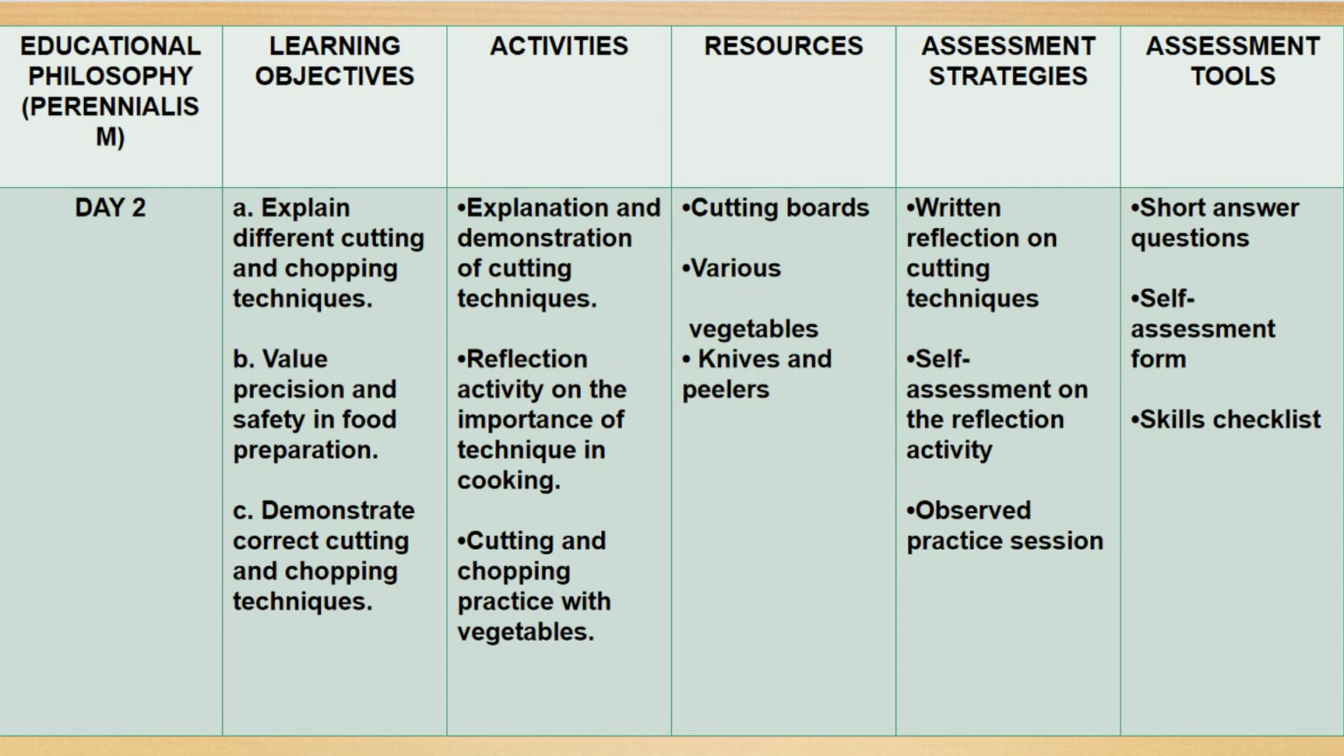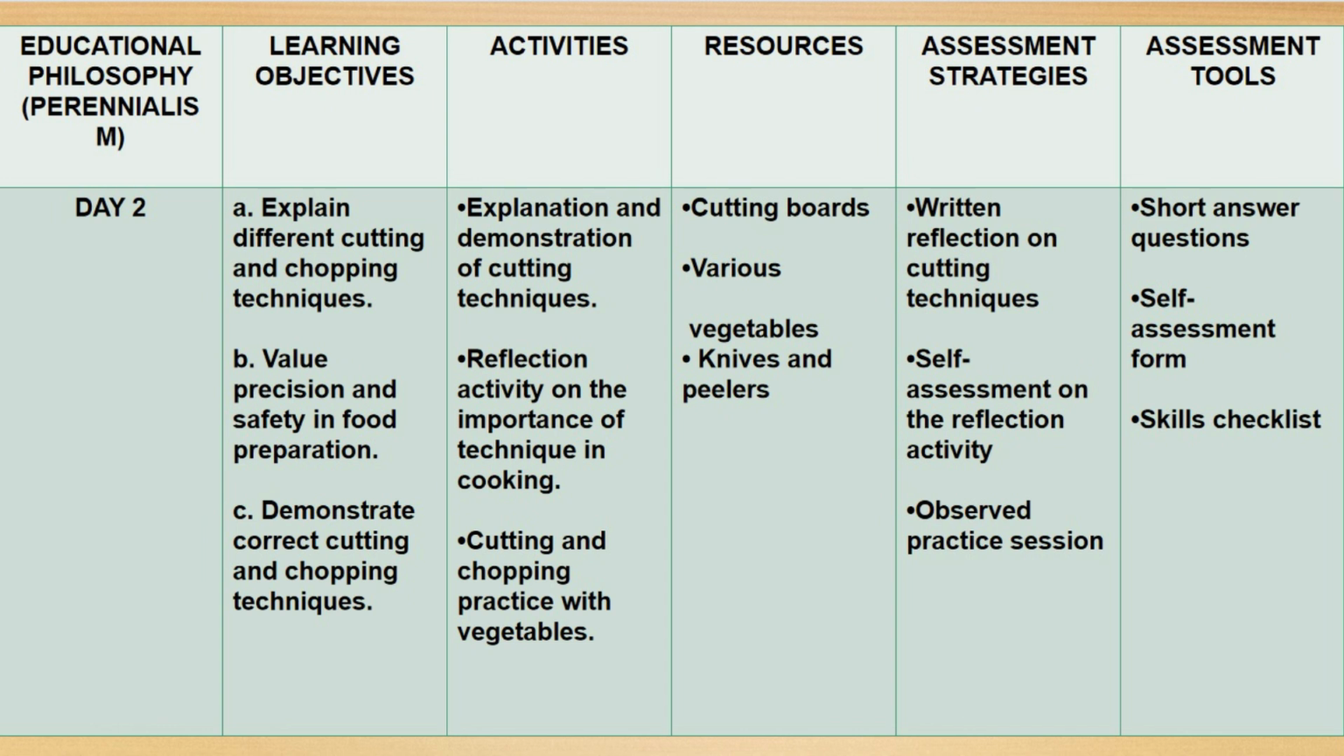So the first assessment tool is short answer questions. This is for the cognitive domain. Written questions that require students to explain cutting and chopping techniques in their own words. This tool assesses students' understanding and ability to articulate the techniques. For example, describe the difference between julienne and dice cutting techniques.